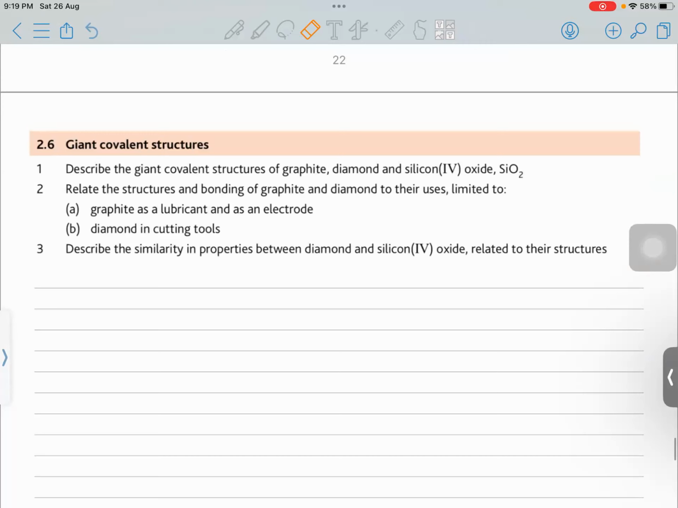Now this is our topic. Describe the giant covalent structure of graphite, diamond, and silicon dioxide, right? Yesterday, we have done this, right? So I am not satisfied from the yesterday class, right? That's why I would like to repeat the whole chapter again.